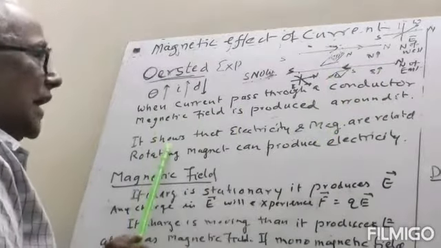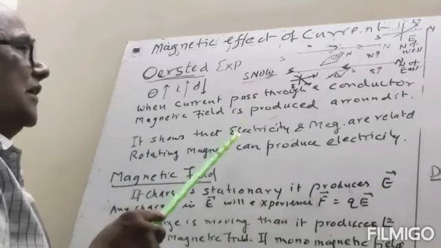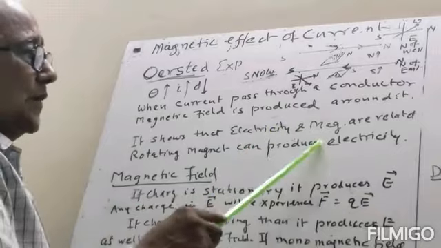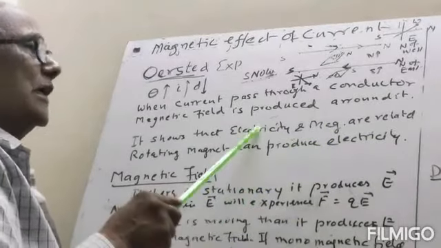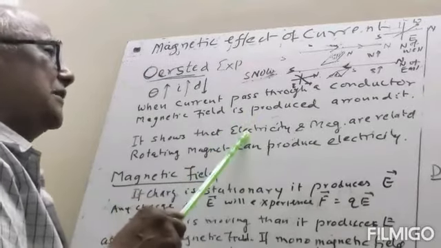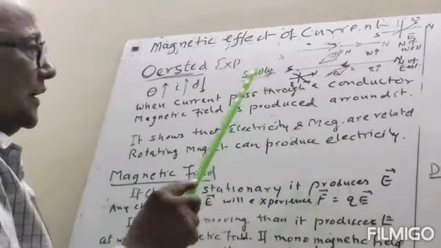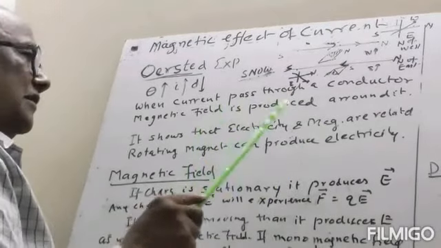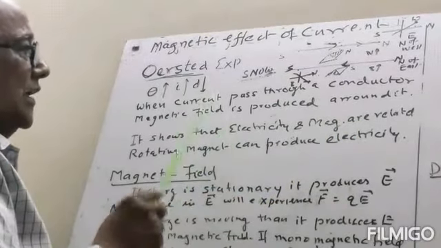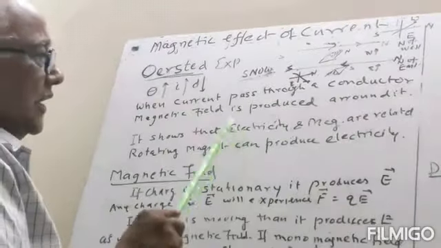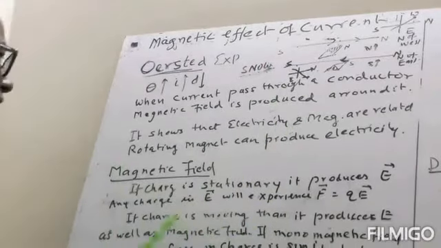And then Faraday, whom we will read about later, showed that if the magnet is rotating, then the rotating magnet will produce electric current. So electricity and magnetism are interrelated. We can convert magnetic field to electrical energy, and if we have electrical energy, we can produce the magnetic field. Now what is the magnetic field?